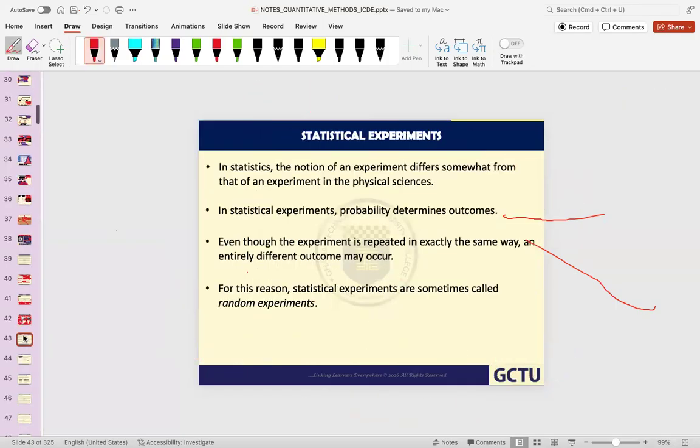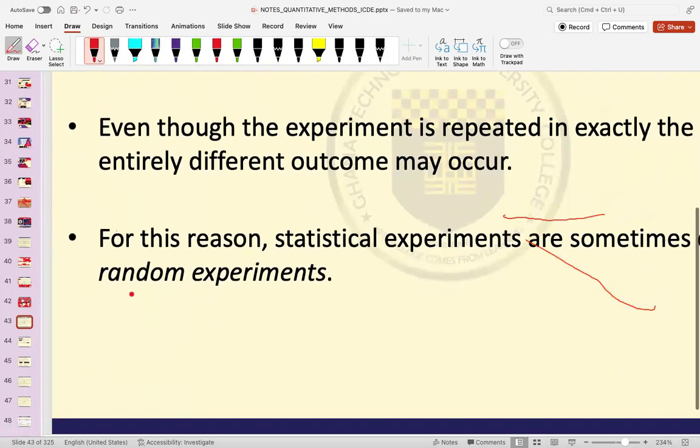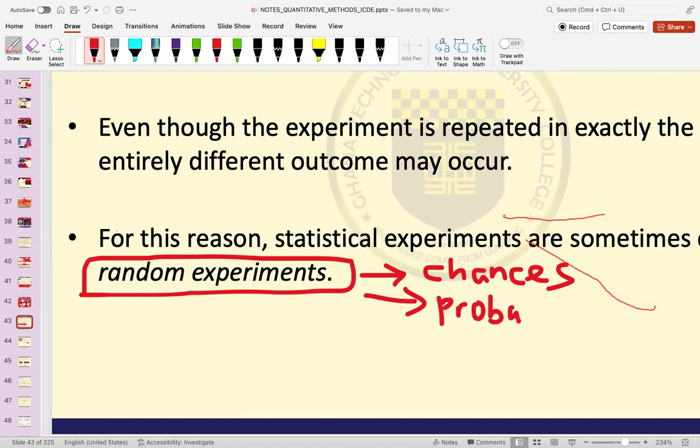Now, the source of a chance or probability comes from this term, random experiments. Random experiments produce chances or initiate probabilities. That is the source, and we need to examine the source of probabilities and chances. It comes from random experiments.